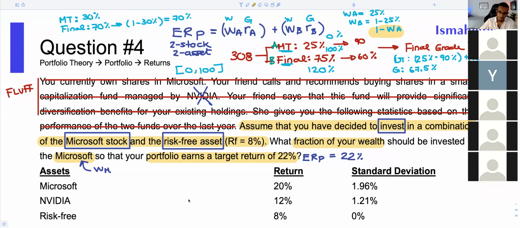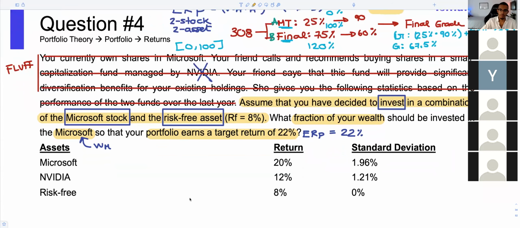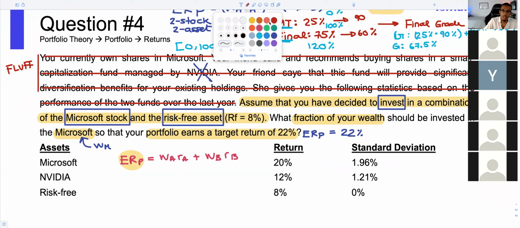So with that said, what we're asking you here, right? If we go back to actually what matters, we're telling you, hey man, if we know that the return of a portfolio is equal to the weight of A times the return of A plus the weight of B times the returns of B, and we know in the question that we have the return of the portfolio we want, we're seeking essentially 22%.